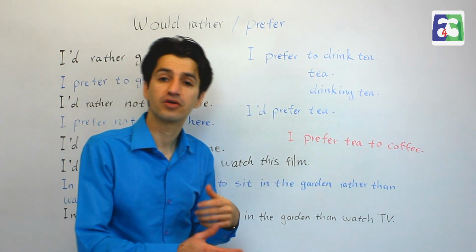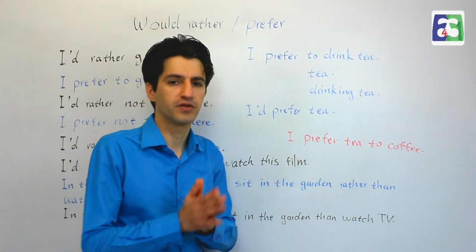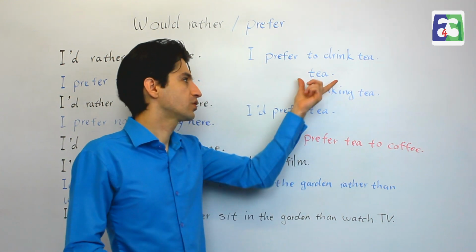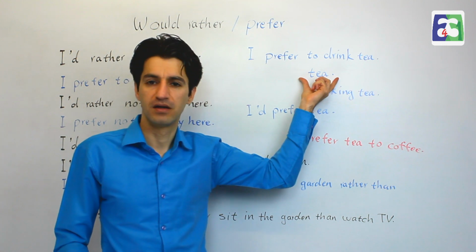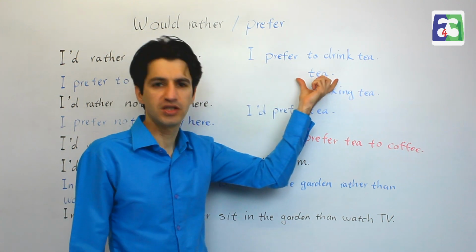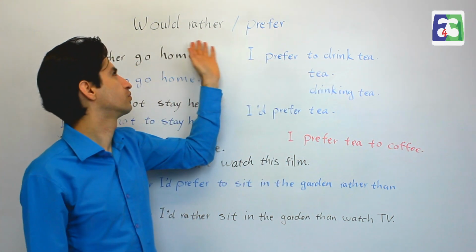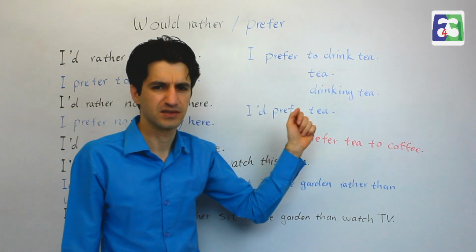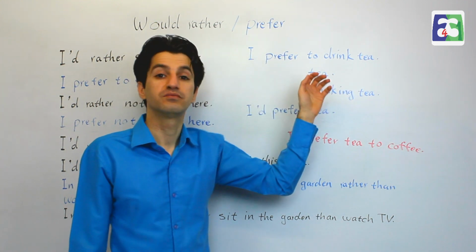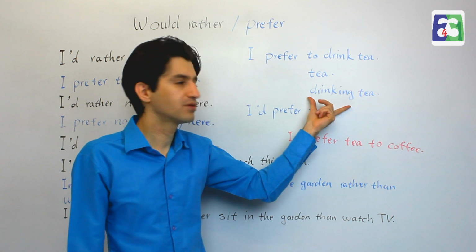Okay, or I can talk about the option. I've got two options, tea and coffee, and I say I prefer tea. Okay, so you can have the name after that, the noun. So I prefer tea. Well, we would not say "I would rather tea". No, that's not what we'd say. So I prefer to drink, I prefer tea. Or I can have the gerund form.